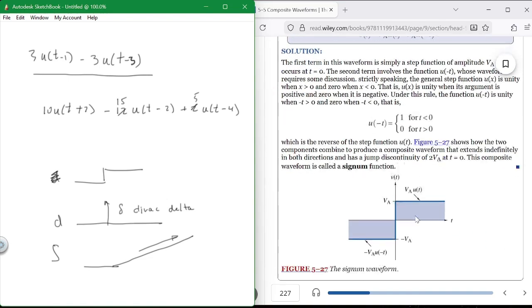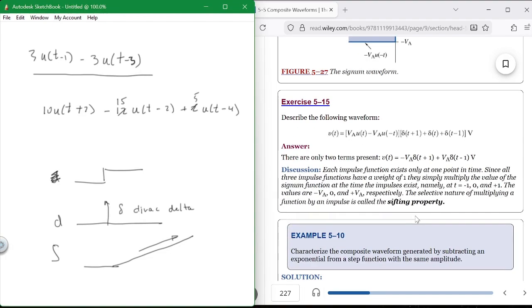Composite waveforms. You can add them together. Yes, you can. There you go.